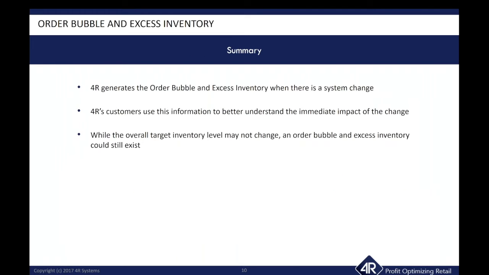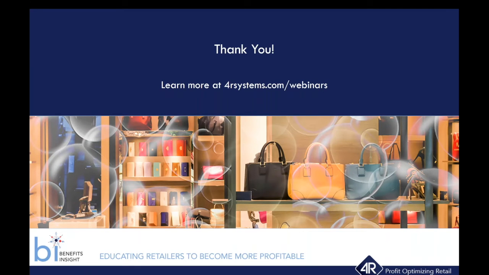So in summary, 4R generates the order bubble and excess inventory report when there's a change in the system that is going to result in an unanticipated change in the reorder points. 4R's customers use this information to better understand the immediate impact of these changes. While the overall target level may not change, an order bubble and excess inventory could still exist due to these changes.